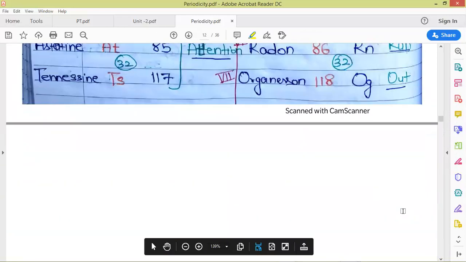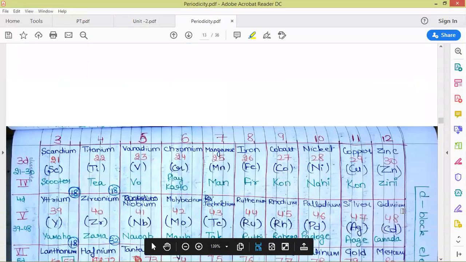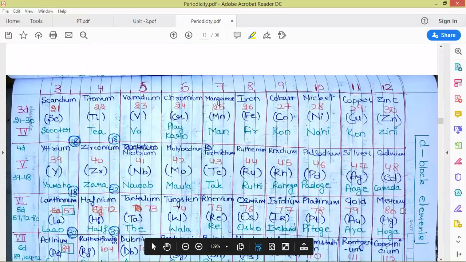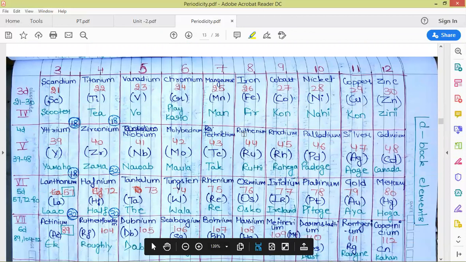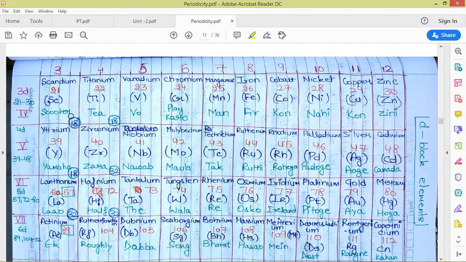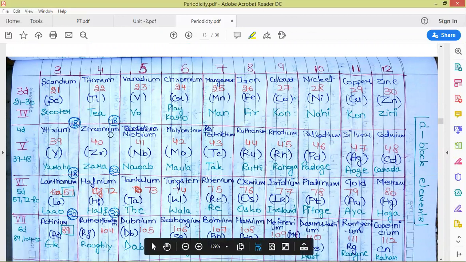So far we have done the S block and P block. Next we switch to D block elements. These D block elements can be memorized in the form of periods, or in the form of series, or in the form of groups. I have arranged the mnemonics in the form of groups.